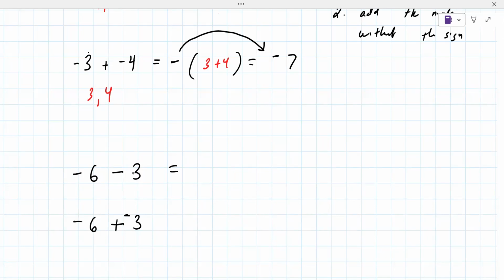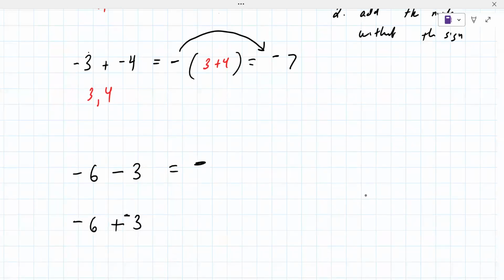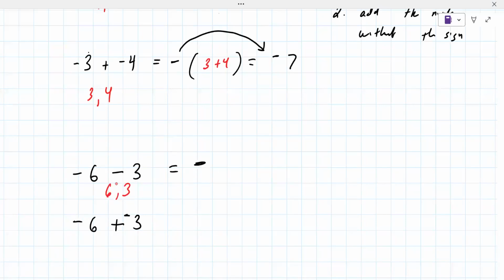That could help. Now, again, the algorithm here is that you keep the sign. So we know the answer is negative. And then you add the numbers without the sign. So 6 plus 3. What is 6 plus 3? 9. And then you bring the negative over. The answer is -9. So 2 rules to remember: you keep the sign, and then you add the numbers without the sign.